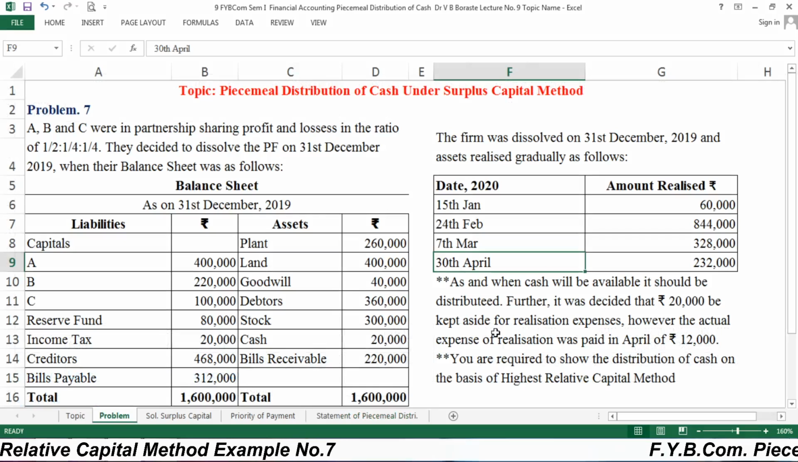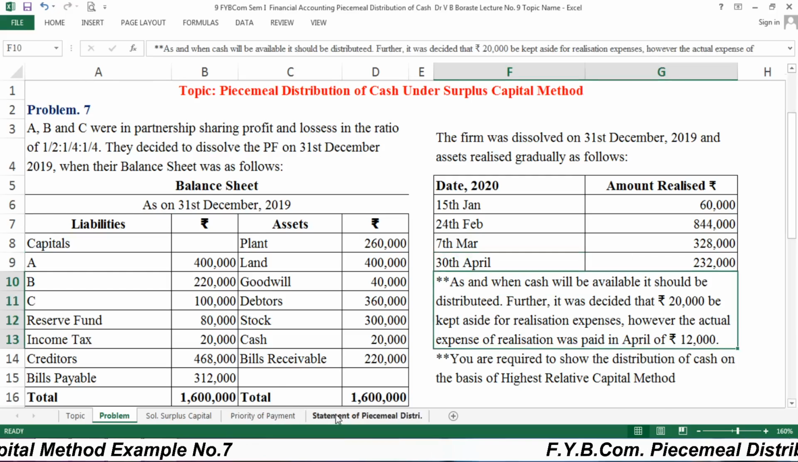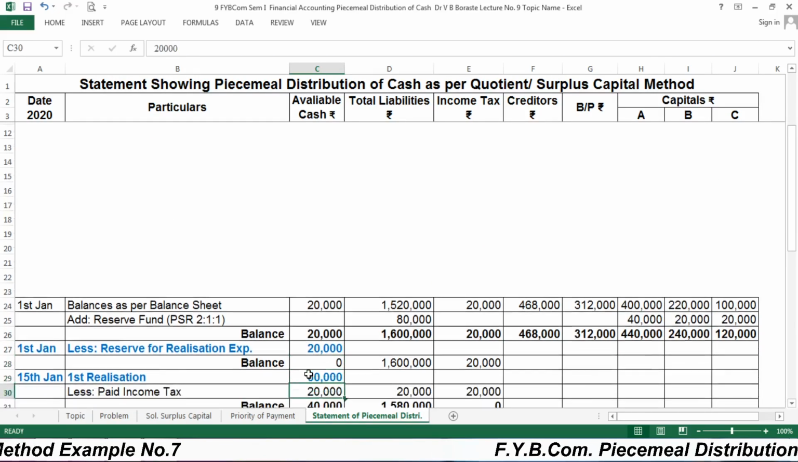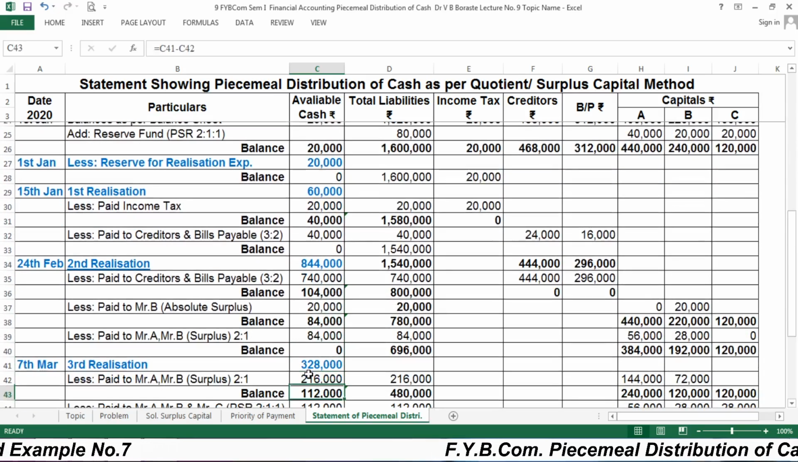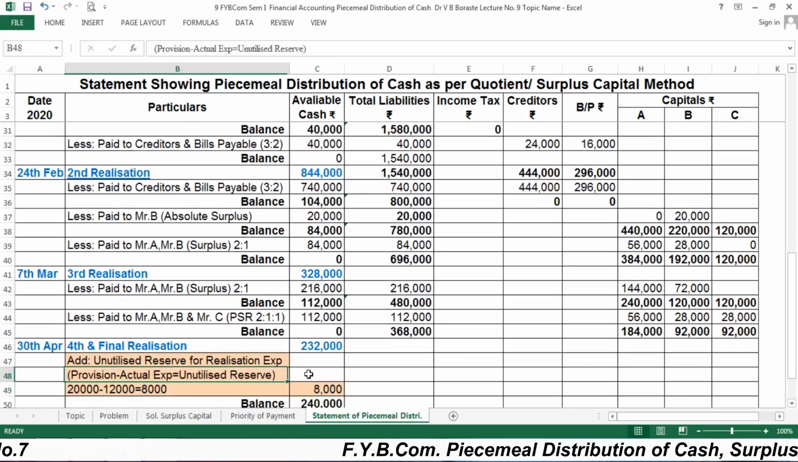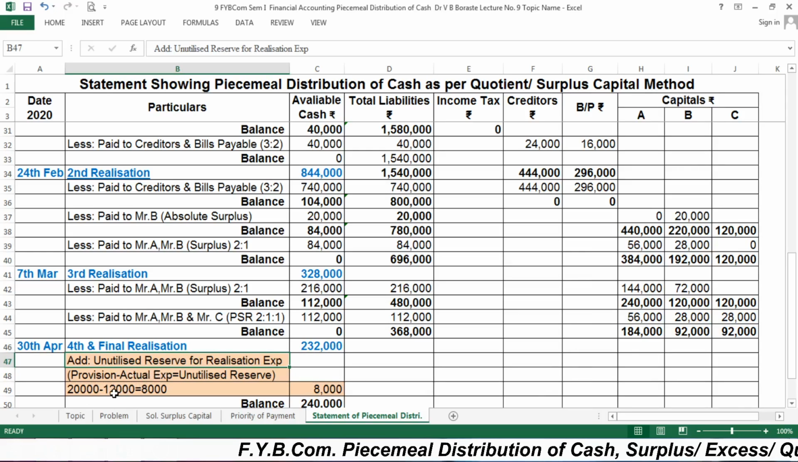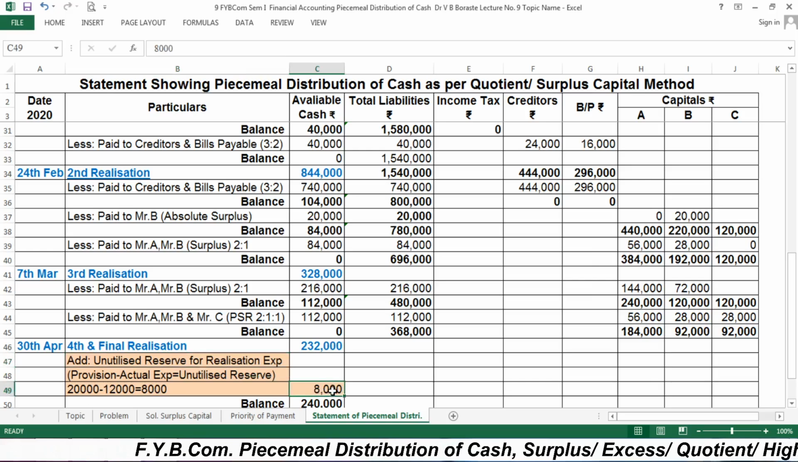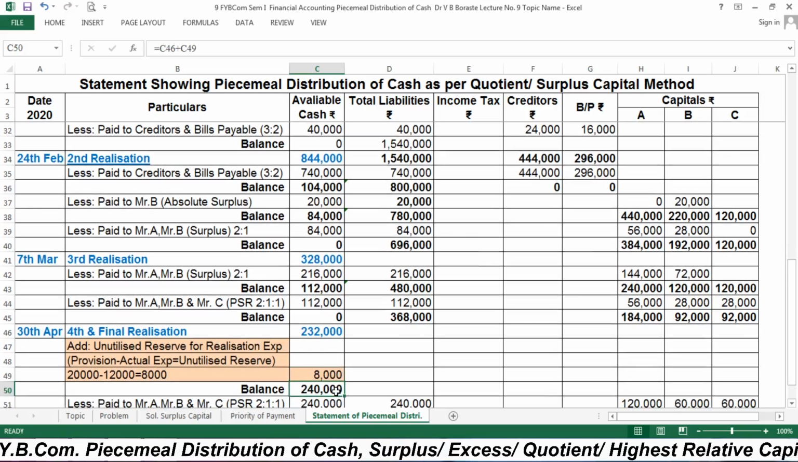But however, the actual expense of realization was rupees 12,000. We made a provision of rupees 20,000, but the actual expenses of the realization were 12,000. That means out of 20,000, there is an unused reserve of rupees 8,000. So you can see here the unused reserve for realization expenses, that is provision 20,000 minus actual expense 12,000. So the unutilized reserve is 8,000, and this cash will be used for the next payment. So 2,32,000 plus 8,000, now we have cash of rupees 2,40,000 in our hand.